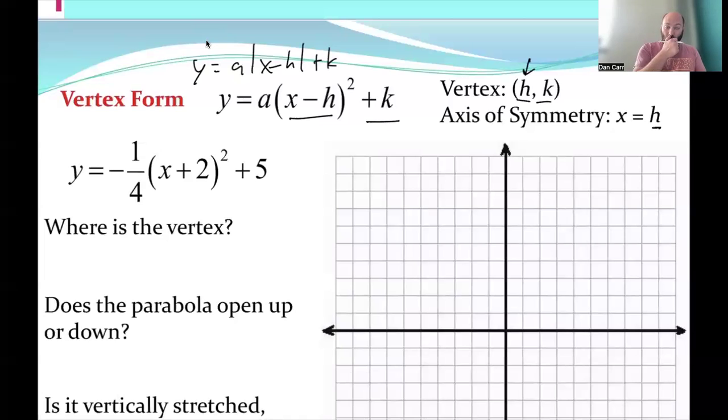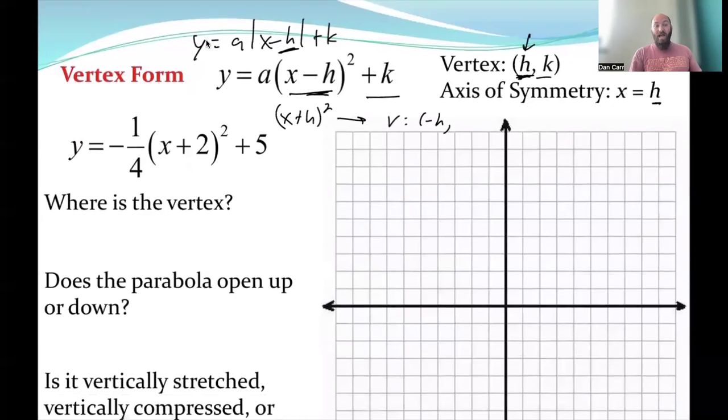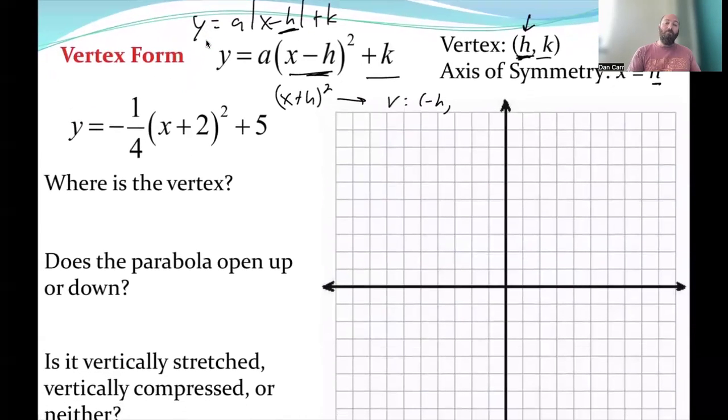So just like before, where we said that it was opposite, this negative h turns into a positive h, same thing happens with a quadratic. This is a negative here, it's going to be a positive in the vertex. If this was a x plus h squared, then my vertex would be at a negative h, and then whatever k is. Okay, so that's something to keep in mind because now we go to our graph like this.